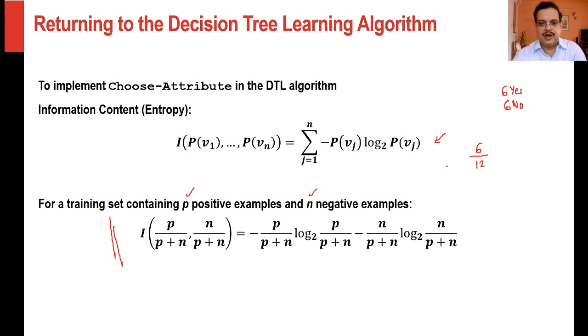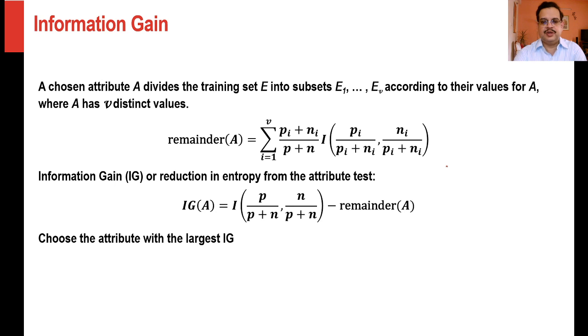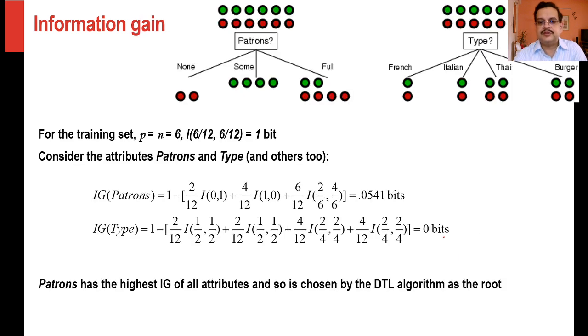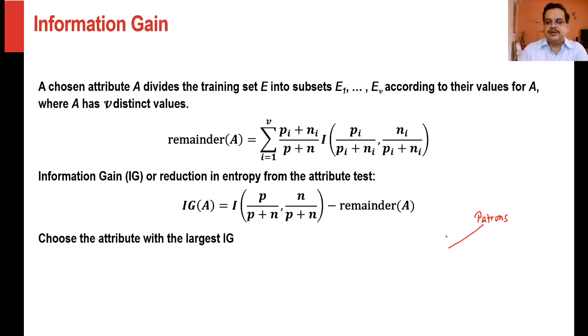Now let's see how a choice of attribute can reduce the entropy. So when I break up the set of samples, for example, I had patrons, and you remember that for patrons, for some, what did we have? Just let me check. For none we had 2 no's.